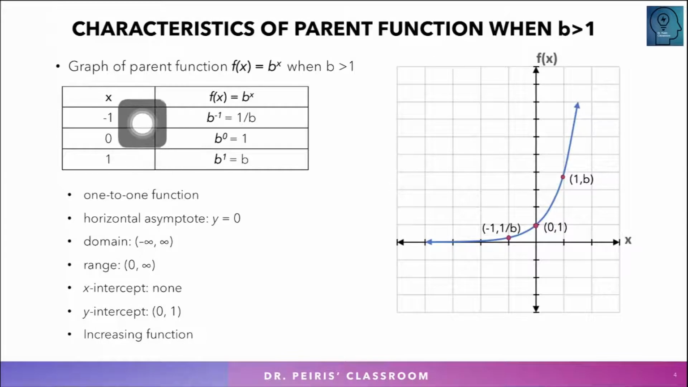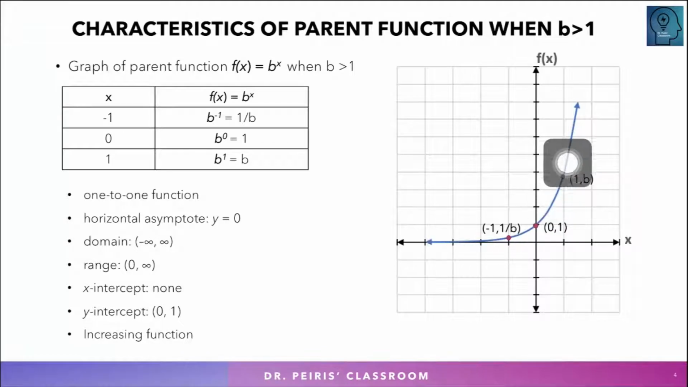The first point is at negative 1, comma 1 over b. The second point is 0, comma 1. And then the third point is 1, comma b. Since b is greater than 1, this is how it looks when you plot the 3 points. And when we connect these 3 dots, this is how the exponential function looks.